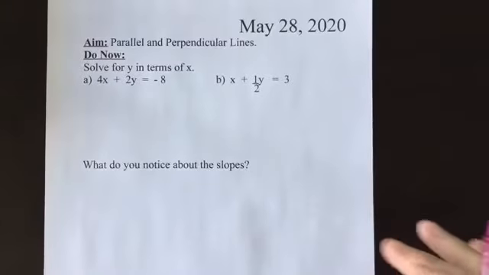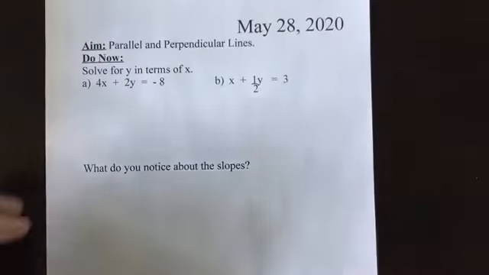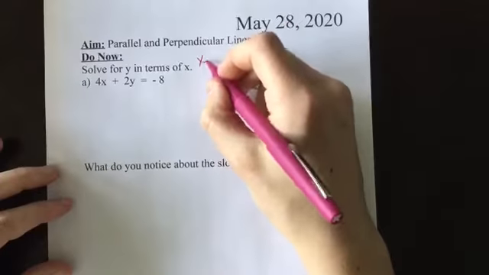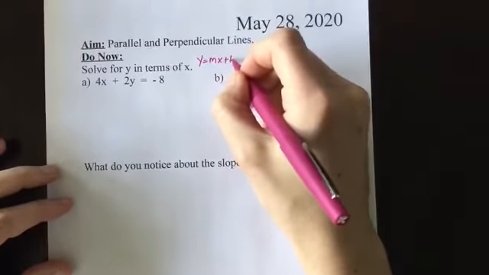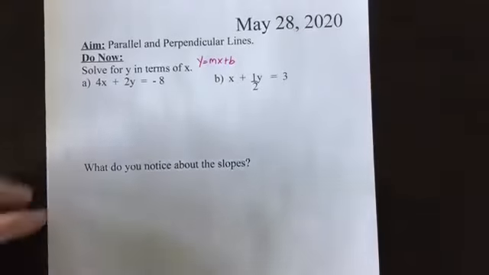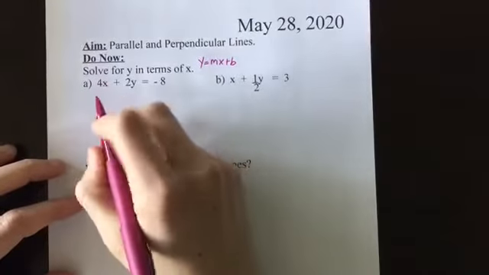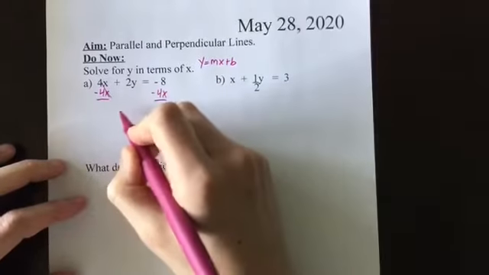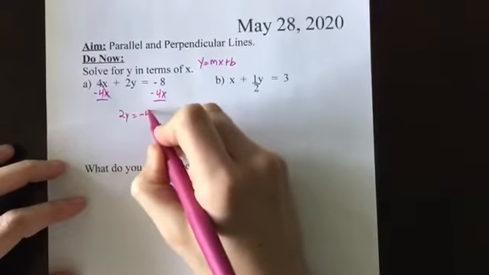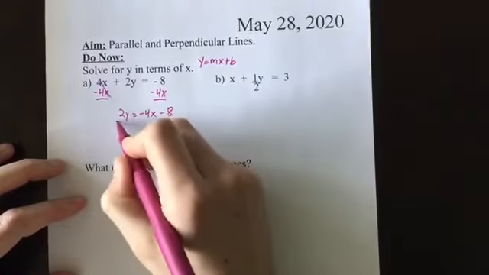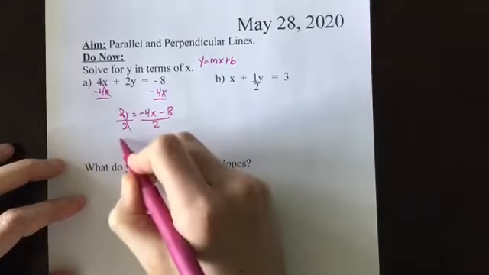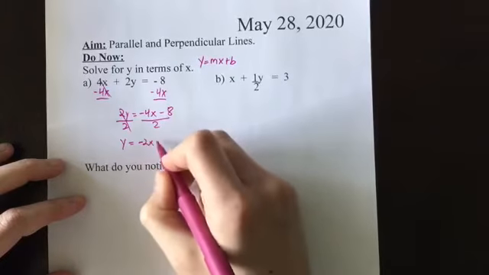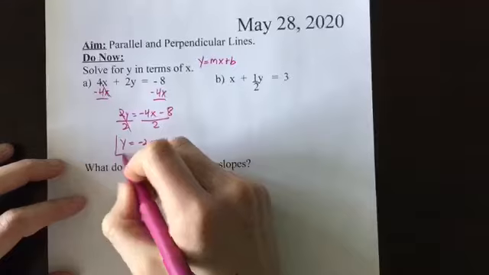For our do now, we're asked to take these two equations and solve for y in terms of x. That also means to take the equation and put it into slope-intercept form, just another way of stating that. So we're going to isolate our y. Let's subtract 4x from both sides. 2y equals negative 4x minus 8. We'll divide both sides by 2. So we get y equals negative 2x minus 4.